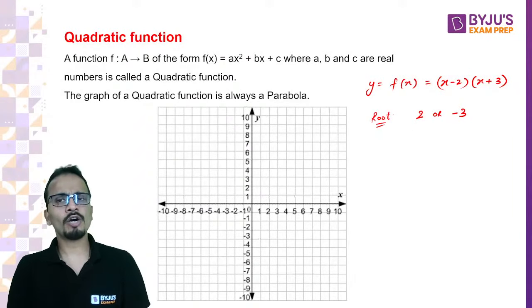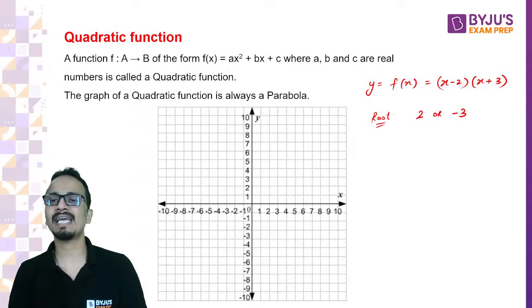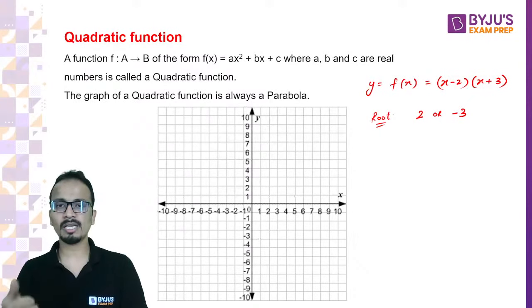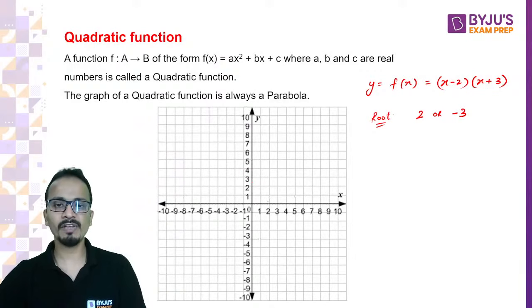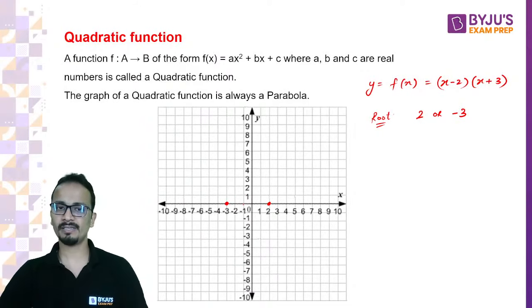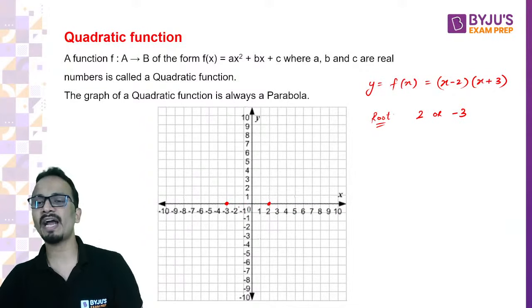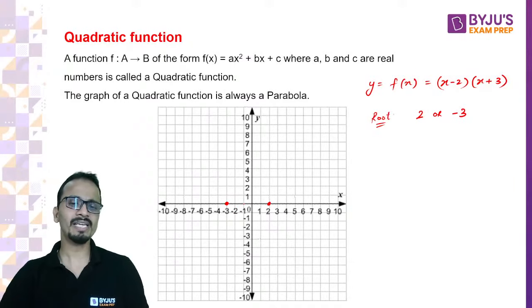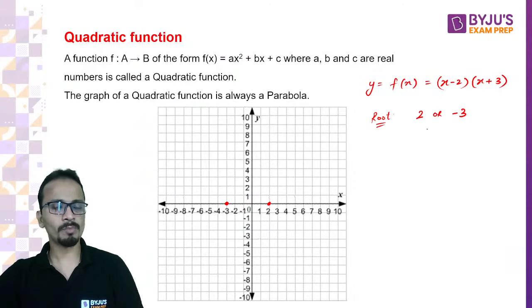Now what do you mean by roots of a quadratic function? The roots of a quadratic function are the values of x at which the graph will intersect the x-axis. So in this case, the graph will intersect at x equal to 2 and x equal to minus 3. We can always plot if we are given the quadratic expression in the factorized form. If it is not given in factorized form, we will see later what to do about it. So now I have obtained the roots.